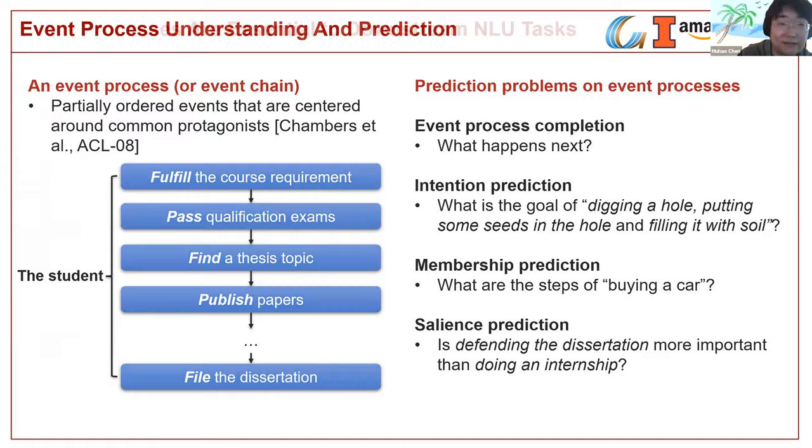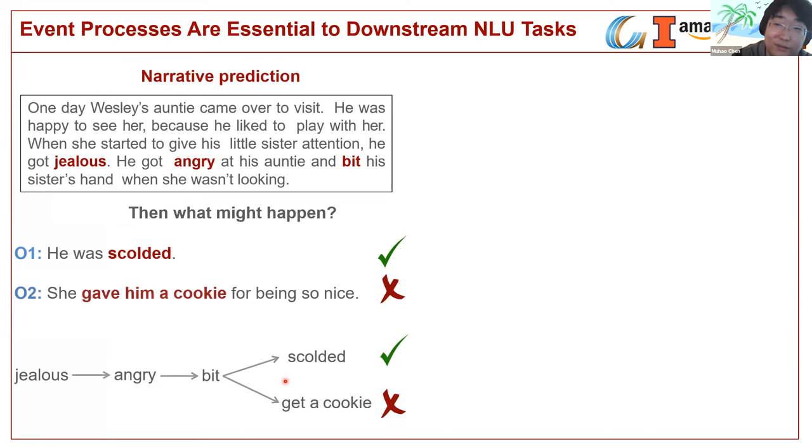In fact, understanding event processes and making reasonable predictions is essential to many real-world natural language understanding tasks. Let's take an example of narrative prediction. Suppose we have this incomplete story about a boy visiting his aunt, but later he got jealous of his sister and took a bite out of his sister. Then what should be the reasonable consequence after that? There are two options. One is he was scolded. The other is she gave him a cookie for being so nice. One easy way to solve this problem is to keep track of the evolution of events in this story. Clearly, after getting jealous and angry and taking a bite, this is more reasonably followed by being scolded rather than getting a cookie as a reward.